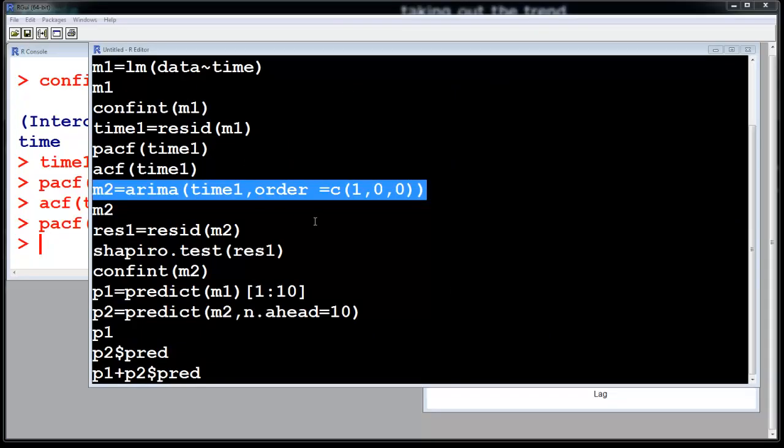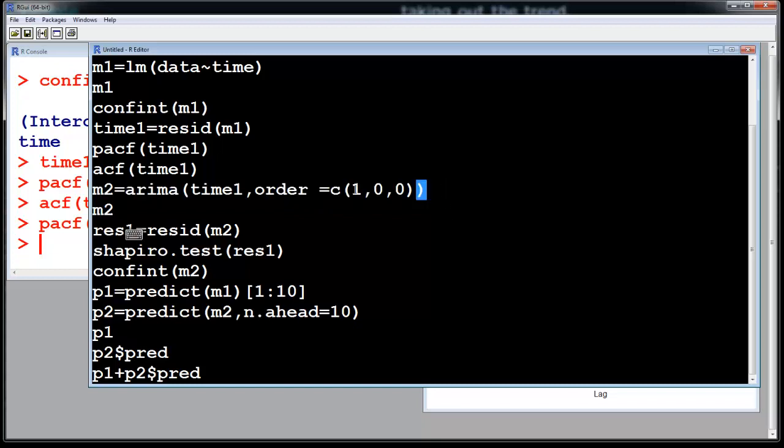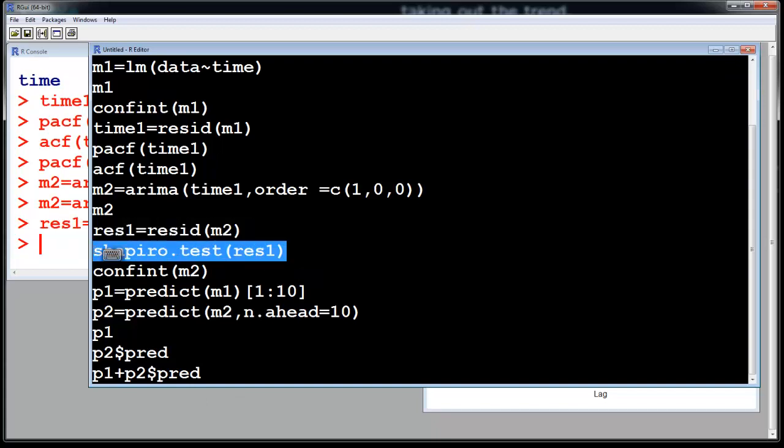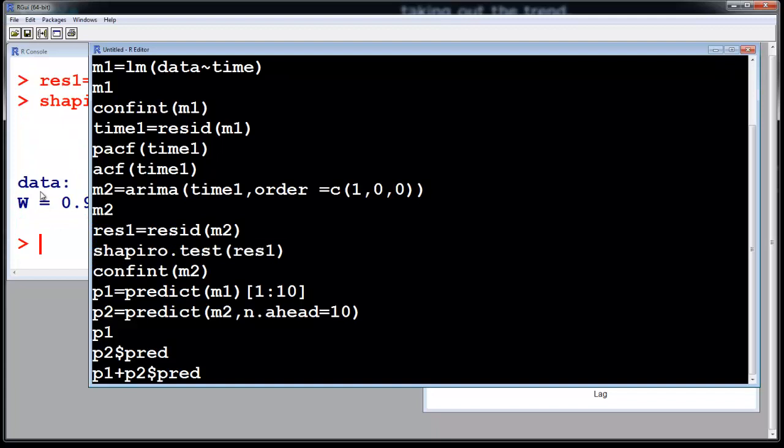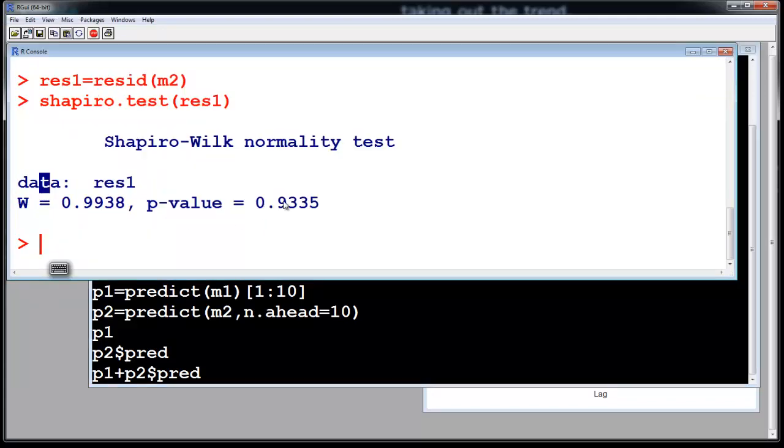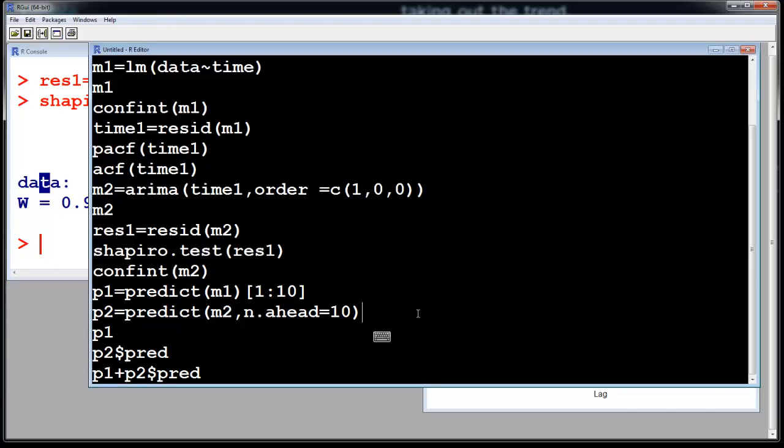So let us run the model. You select this, hit the run button. So we have run the model. Now let us do the residuals. Let us do the Shapiro test on the residuals. Shapiro test gives us a p-value of 0.9335. It is greater than 0.05. You say, okay, the errors are fine, they are normally distributed.